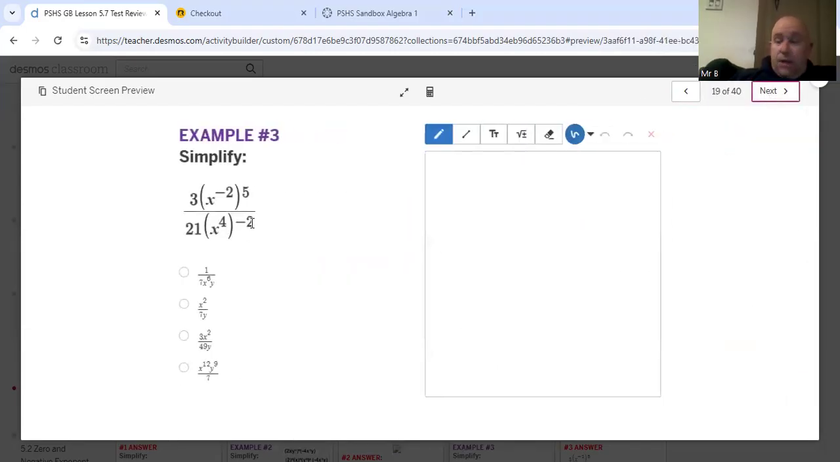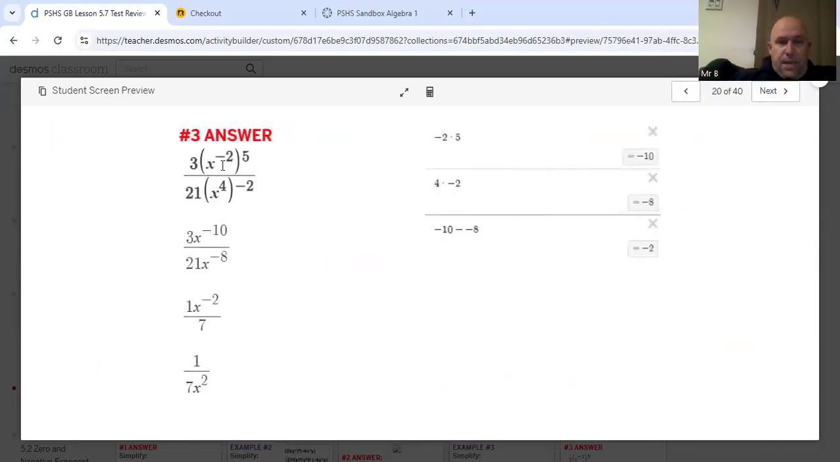Question 3. All right, so our fraction questions, this is the way we want to work out the top, work out the bottom, and then we can go ahead and simplify. Let me see if I start to write this one out. Yep, I did. So I've got the power on the inside, power on the outside. So I know I'm multiplying those together. So negative 2 times 5 is negative 10. 4 times negative 2 is negative 8.